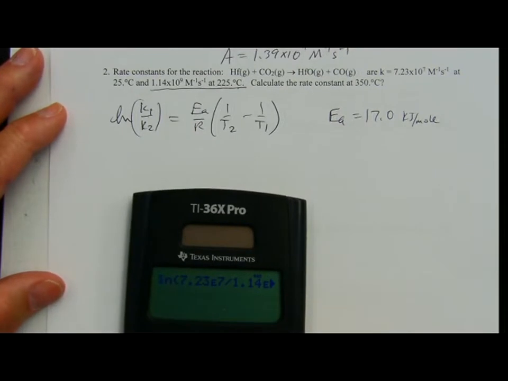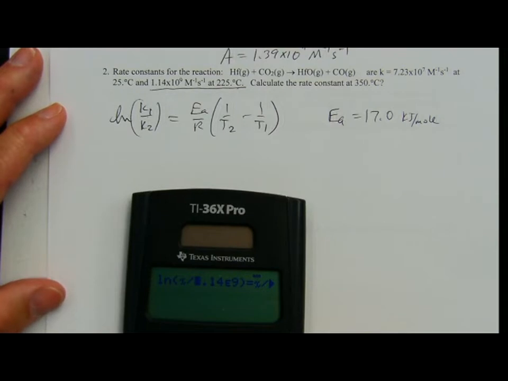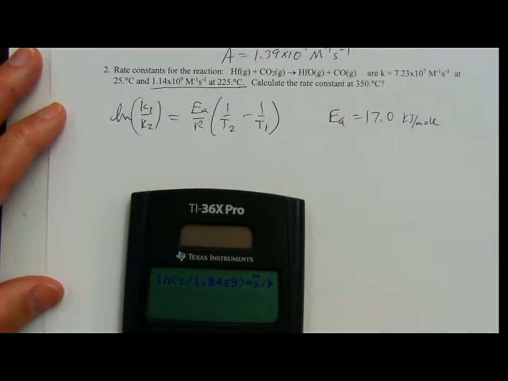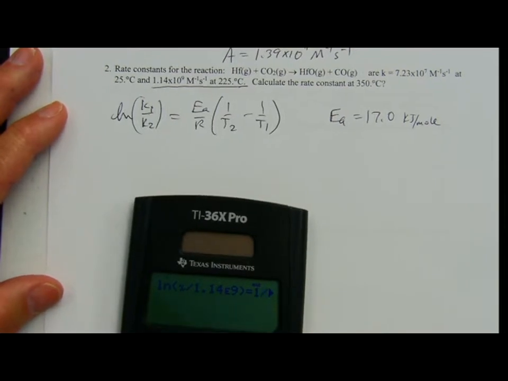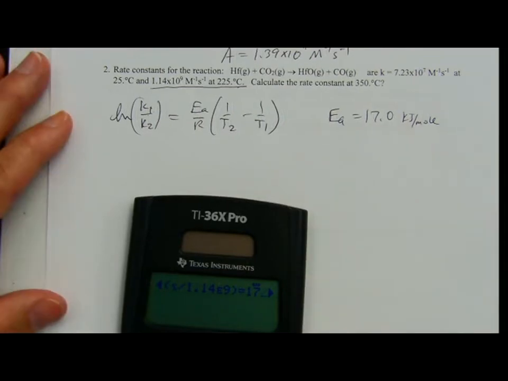And now I'm going to make the first K a variable. Okay, so I'm going to make that the X. So K1 is the X. And I'm going to use still K2 is the 1.14 e to the 9th. Now I got to put in the value of the activation energy, which is 17. So I can insert 17.0, and I can just leave it as 17.